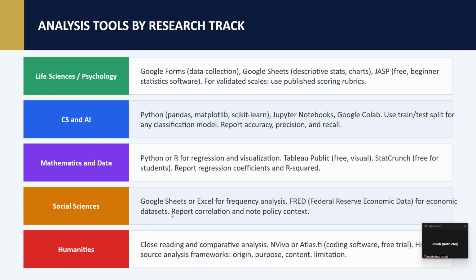For social science, you could use Google Sheets or Excel, and for humanities, you could use coding software, and you could be sending out Google Forms. But those are also quantitative. Remember, qualitative is like interviews, so you shouldn't be restricted to only these types of tools.